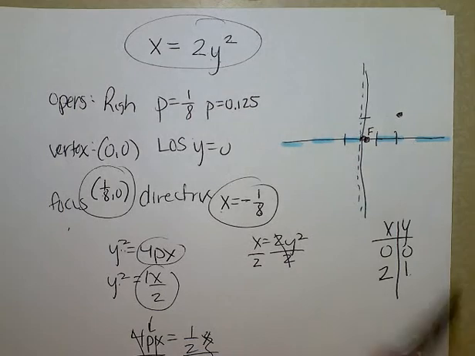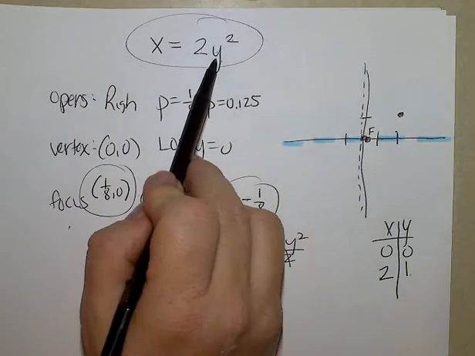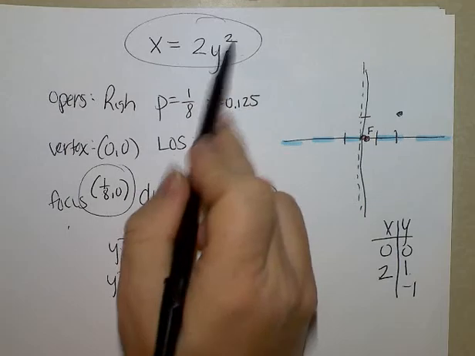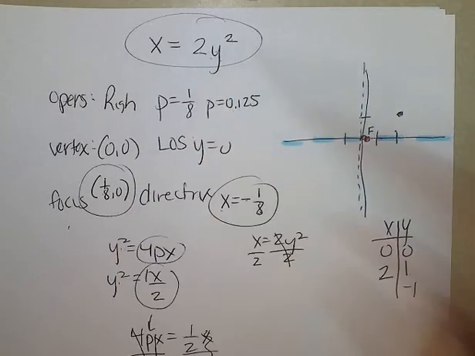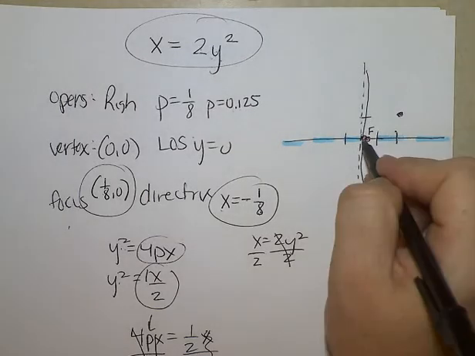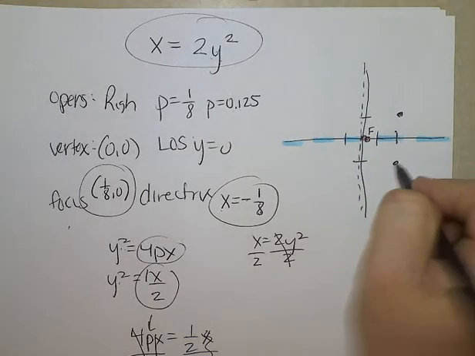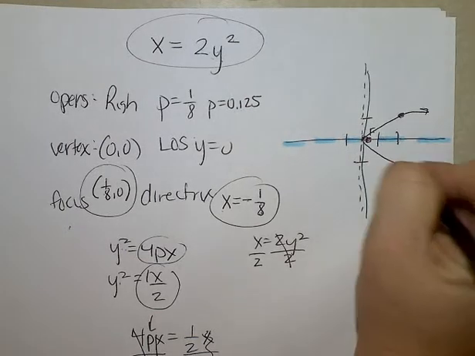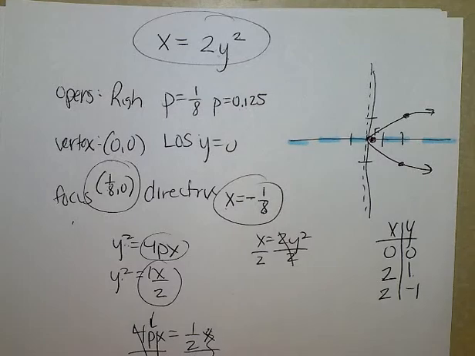Okay? Now I'm going to plug in a negative 1. Negative 1 squared is 1. 1 times 2 is 2. So I go over 2 and down 1. Notice that this parabola is not opening up as wide. It's a skinnier parabola.